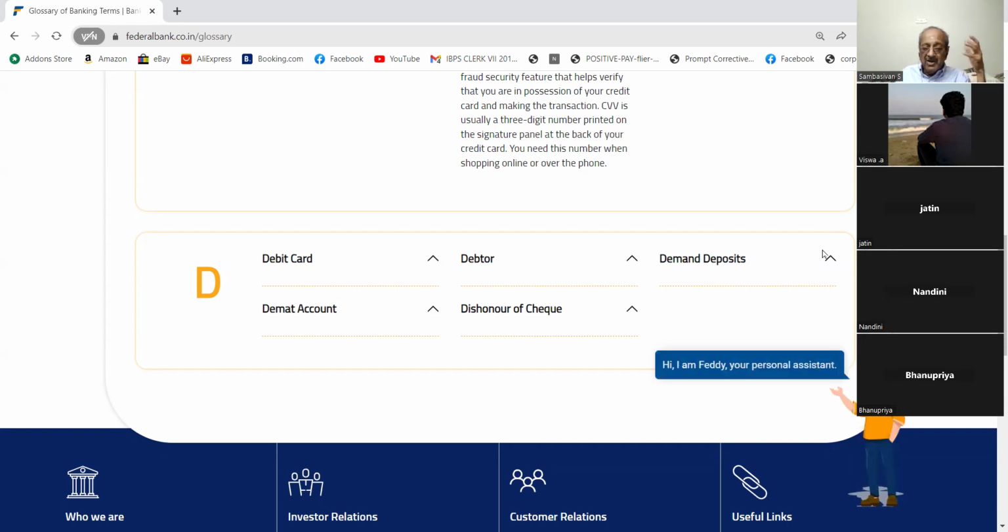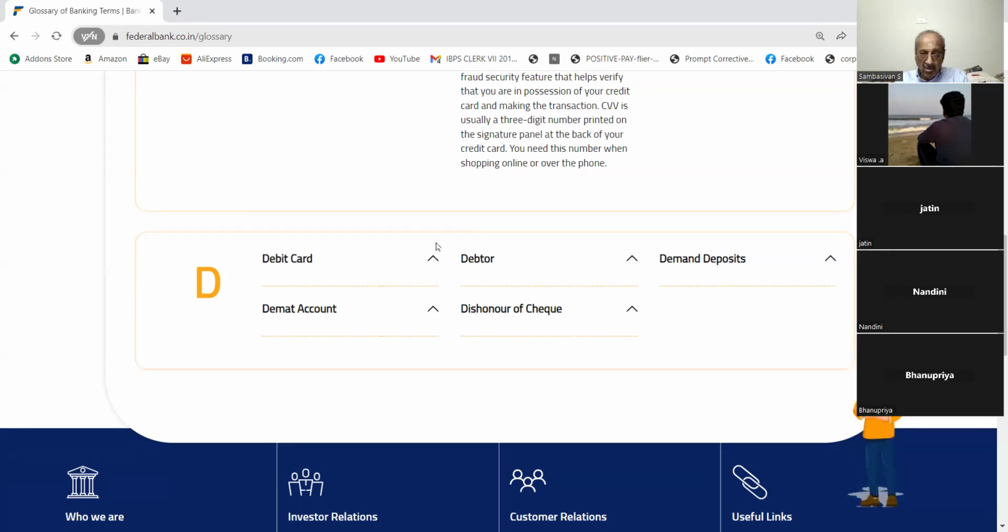Okay, sir. What did you say? Demand deposit is a demand deposit. Why should you tell deposit accounts are made by demands? No, that is not correct. Okay, sir. Demand deposits are savings bank and current account, where the balances are repayable on demand.